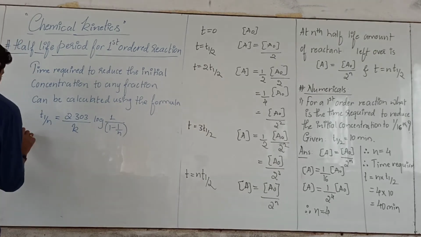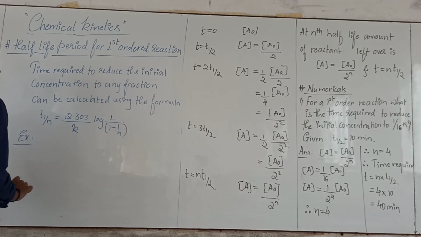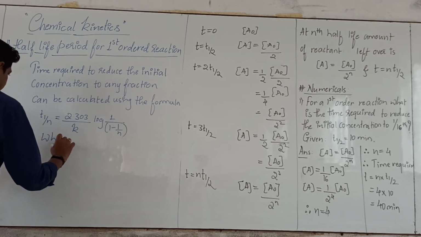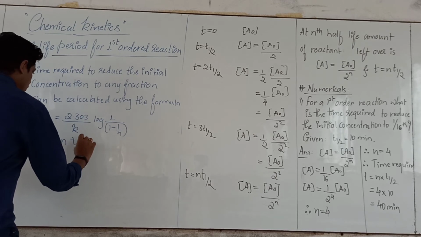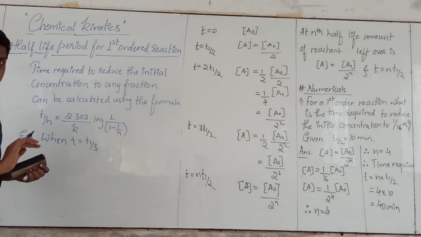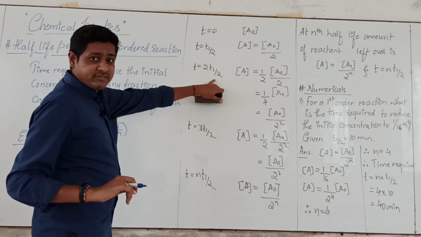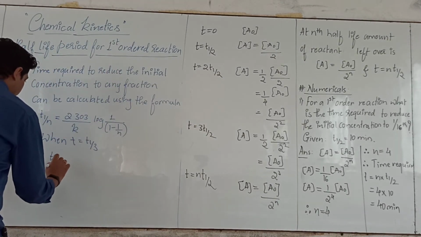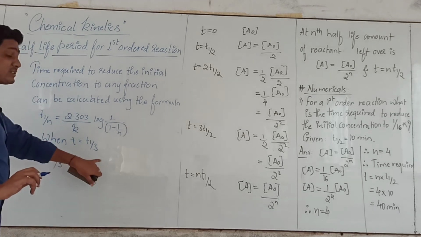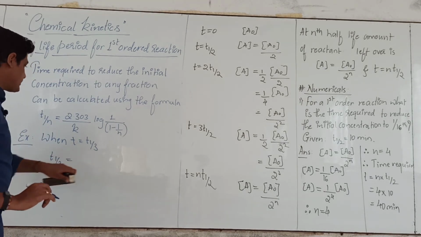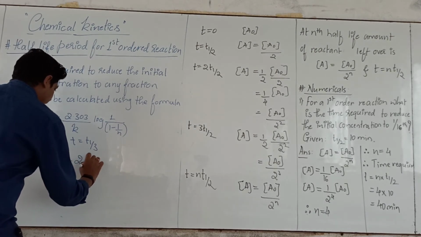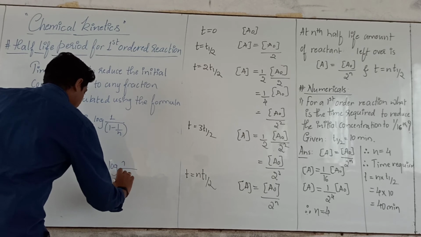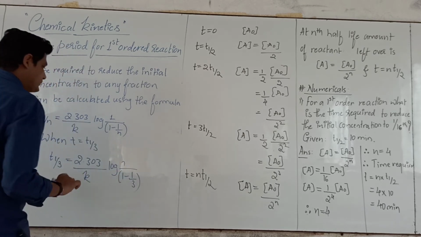For example, when T is equal to 1 upon 3, 1/3. You have calculated 1/2, now we have to calculate 1/3. Then what is the equation? So T1 upon 3, the time required for 1/3 completion of the initial concentration, is equal to 2.303 divided by K log of 1 divided by 1 minus 1 upon 3.